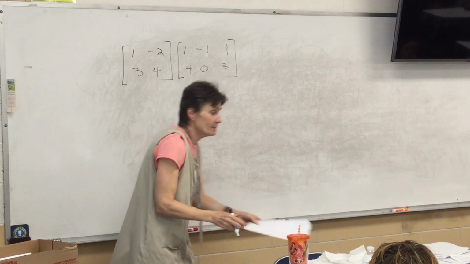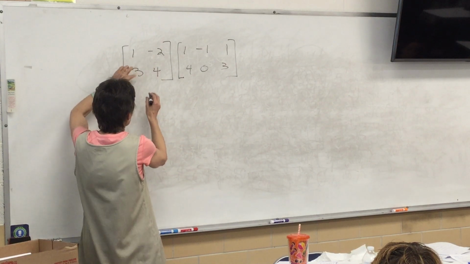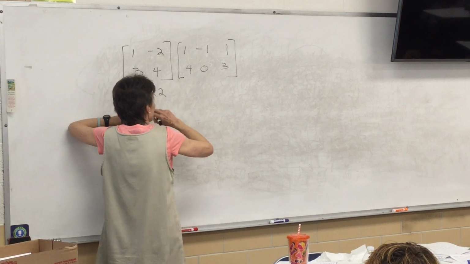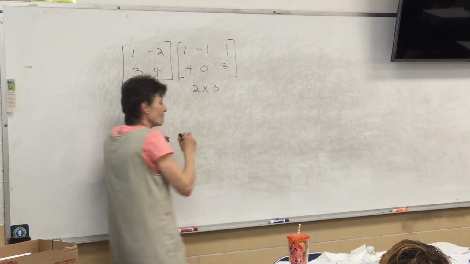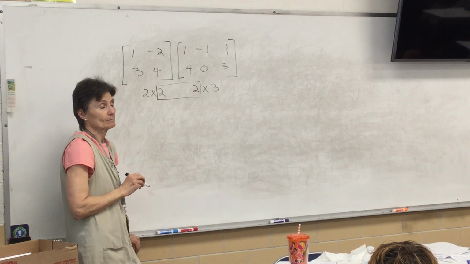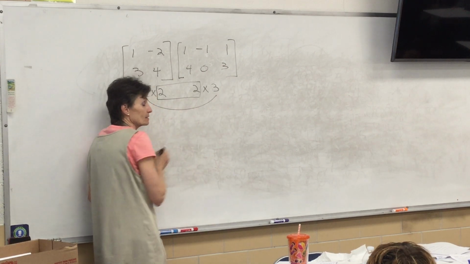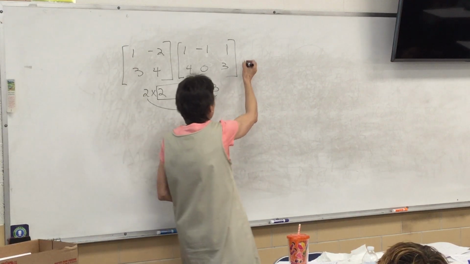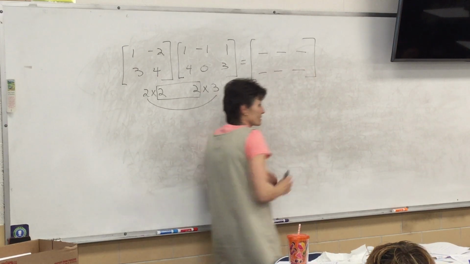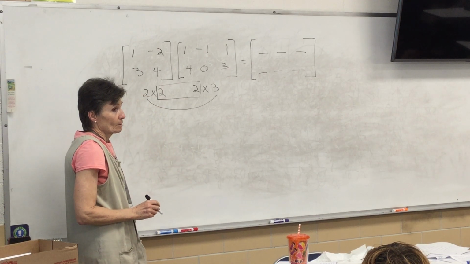All right, to multiply them, here's the rule. Write down the dimensions of the first matrix. So what are the dimensions of this guy? And the dimensions of the second one, 2 by 3. If you're going to multiply, these two have to match. And then the answer will be this. So when I multiply these, I am going to end up with another 2 by 3 matrix. Okay?